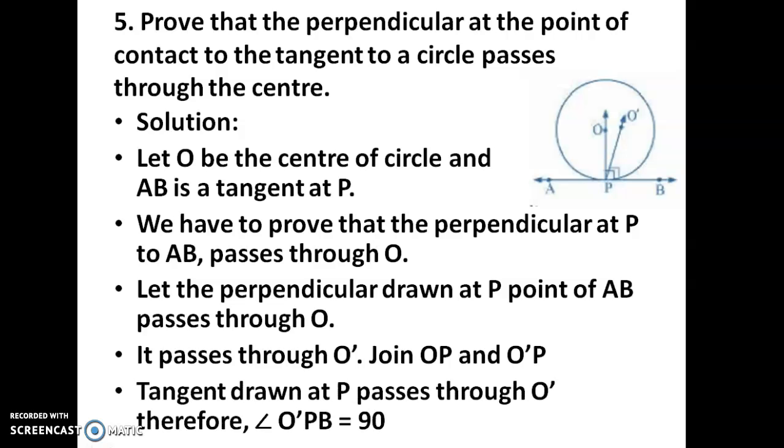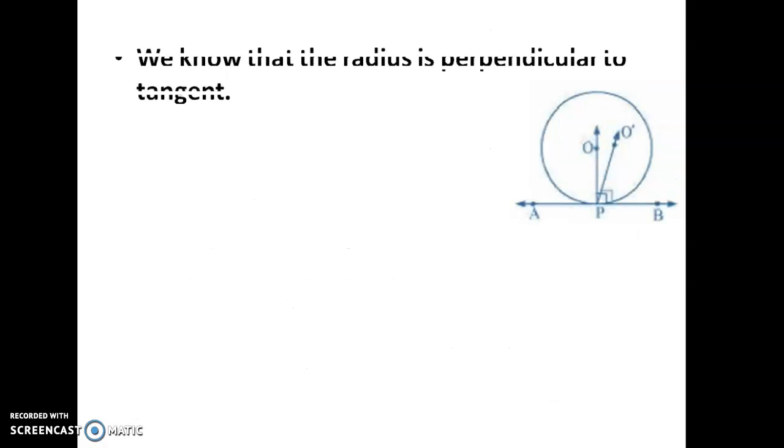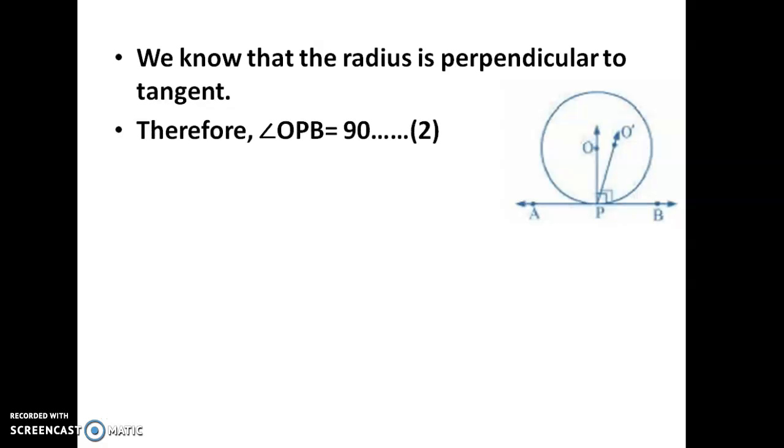Tangent drawn at P, and the perpendicular passes through O dash, therefore angle O dash PB equals 90 degrees. Why? Because we have assumed that O dash is our new center. So from the center to the tangent, that is a radius, and the radius and tangent will be perpendicular. So it is 90 degrees. We know that the radius is perpendicular to the tangent. Therefore angle OPB equals 90 degrees.